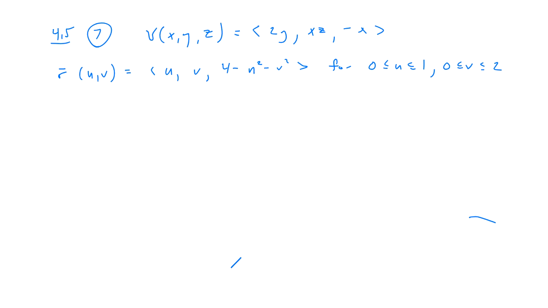So here what we now want to do is find the flux through this paraboloid. And the process here is first we have to get a normal vector. And we do that by looking at the partial derivatives of the parameterization.